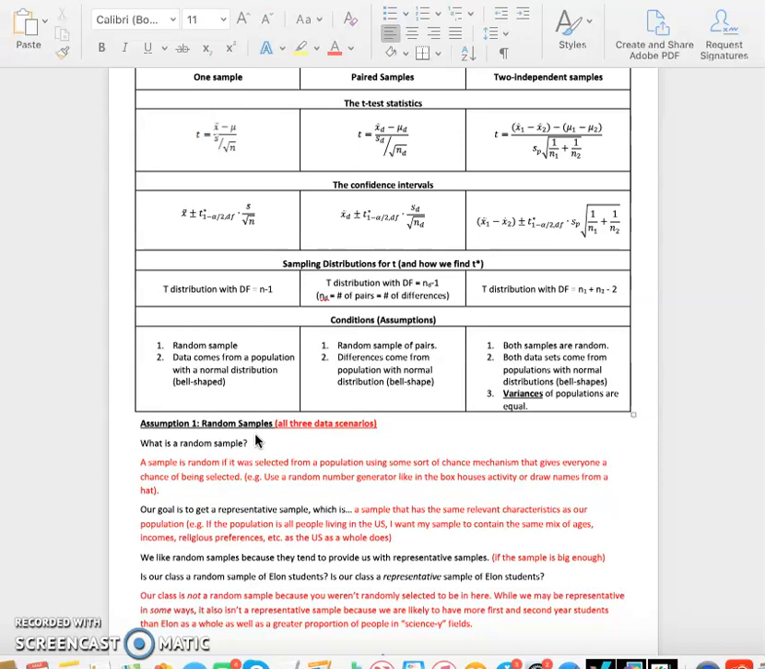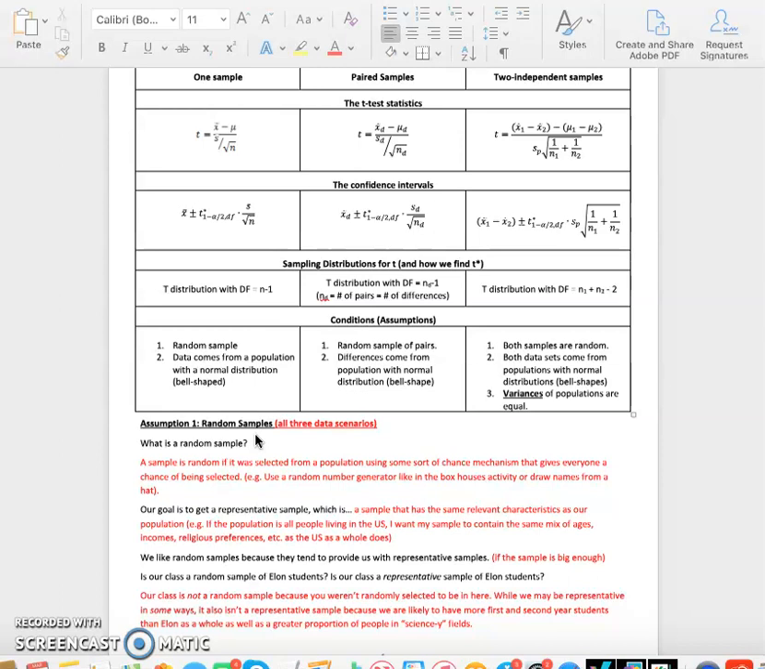When we say random in statistics, we mean that there's some sort of chance mechanism that's being used, and it's doing it in a way that everyone or everything has a chance of being included in our sample. Common examples of this are like the box houses activity. You had SAS generate some random numbers for you, and those random numbers were random. Every house had an equal chance of being selected and taking part in the sample of 5 houses.